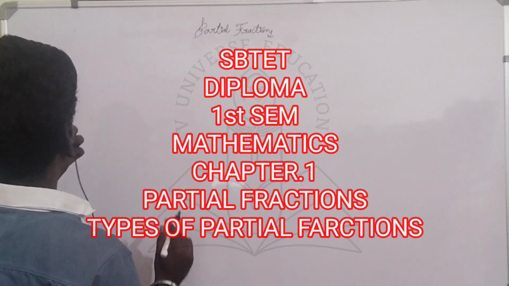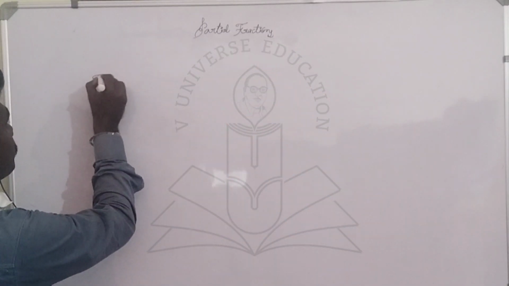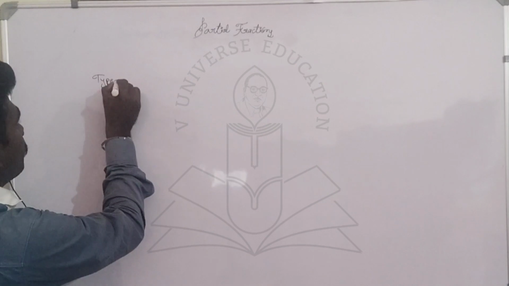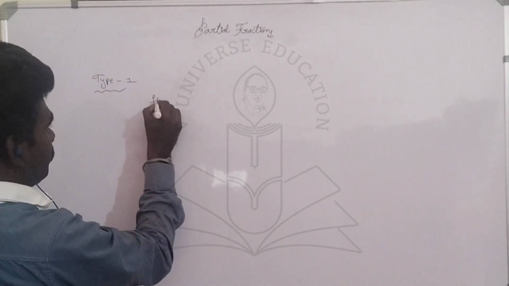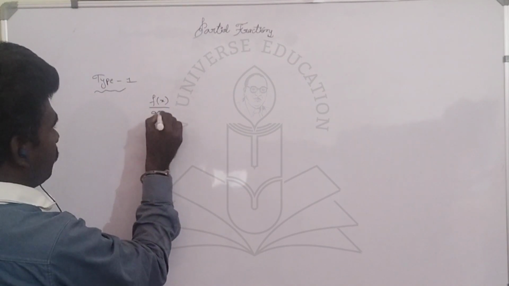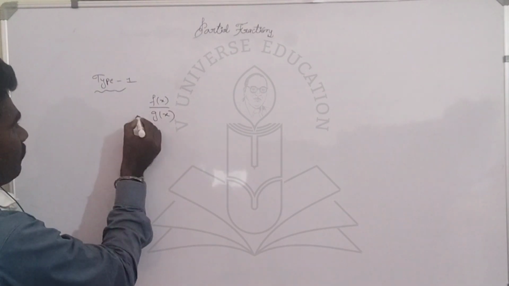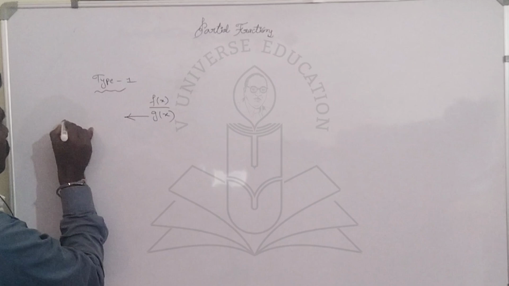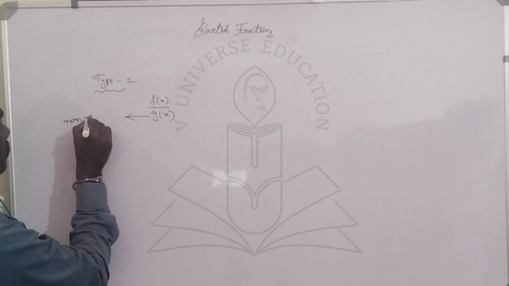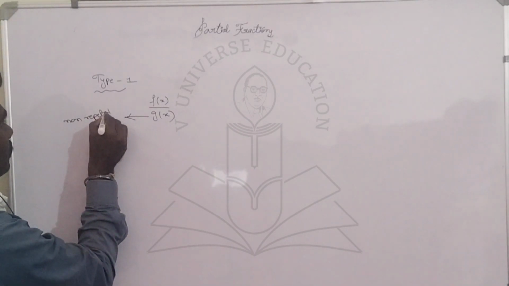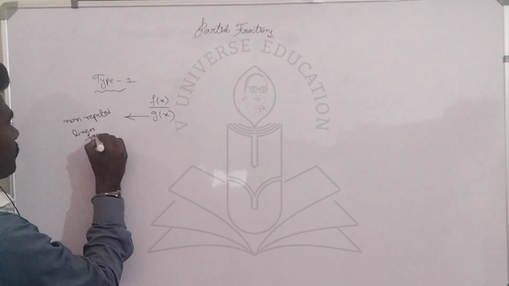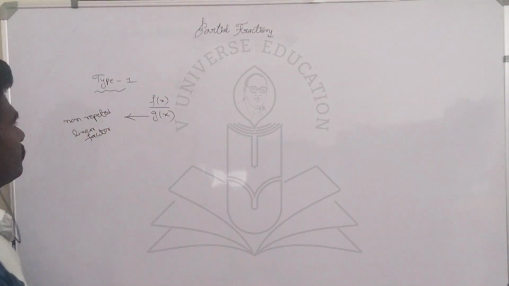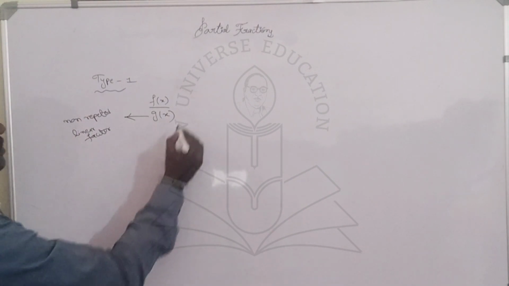Here the first type is type 1. For a given f of x by g of x, if g of x is a non-repeated linear factor, this g of x is non-repeated linear factor.